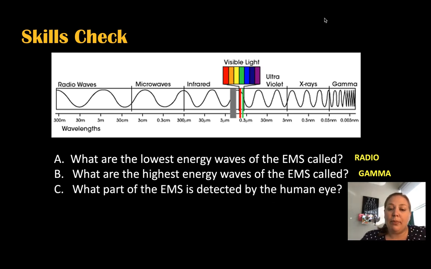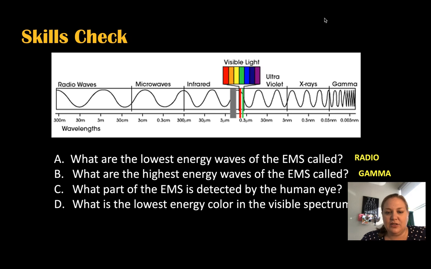Okay. What part of the EMS is detected by the human eye? Excellent. The visible light. So then now, what is the lowest energy color in the visible spectrum? So here's your visible light. And remember that we have things arranged from lowest energy to highest energy. So we want to pick the color that is furthest to the left, which is red.